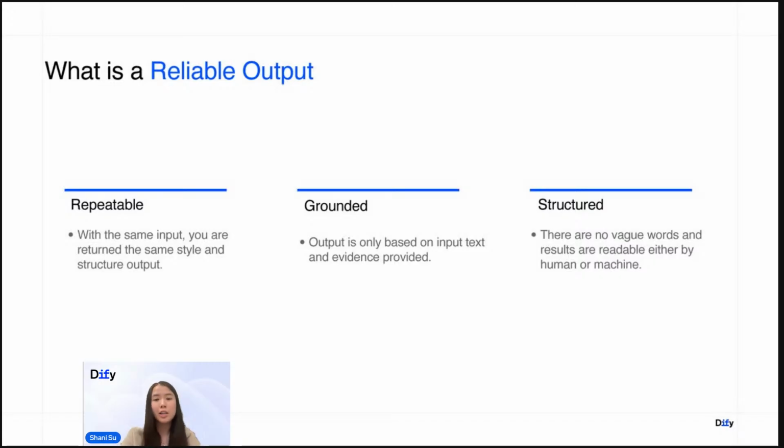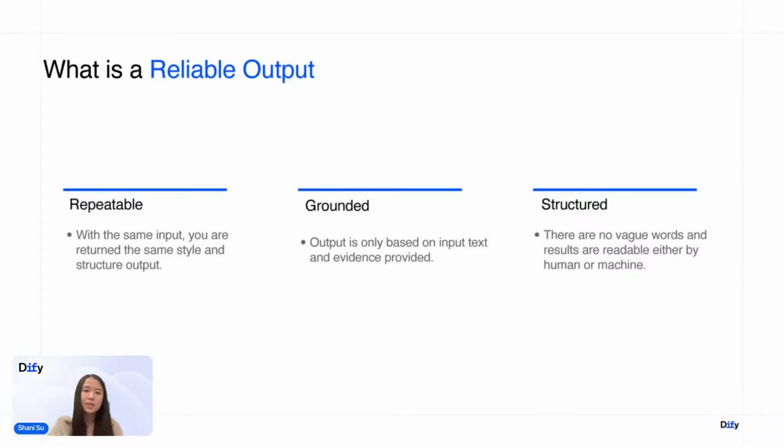Say you are an HR specialist. If you are using information from the web to dissect whether a resume is good or not, that may be unreliable because it's not information from the resume. You're not taking evidence from the context that you have. So we'll dive a little deeper into that when we get more specifically into prompting. But the last thing is structured. We want to make sure that the result of our LLM has no vague words, and the results are readable either by human or by machine.